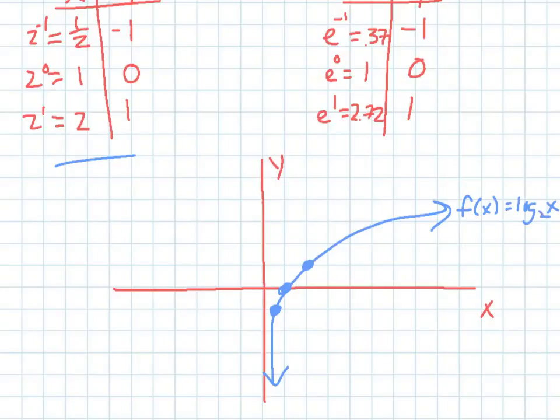And then let's go with green. So then for the other function, -1 is 0.37. Right there. Still 0. And then 2.72. So they're about the same for this example.